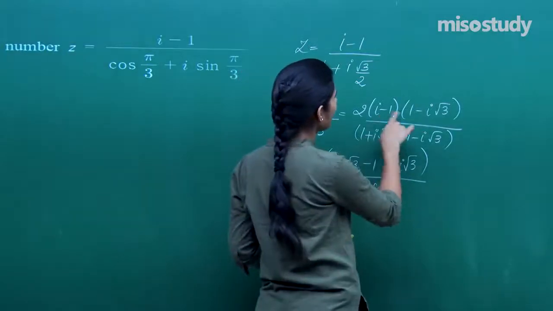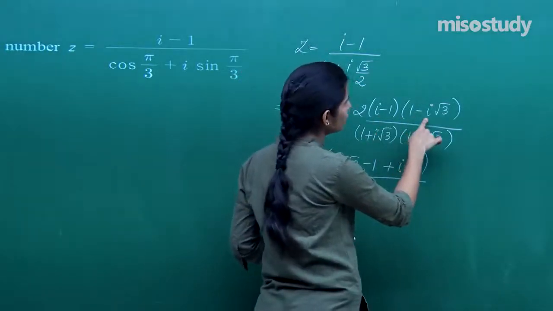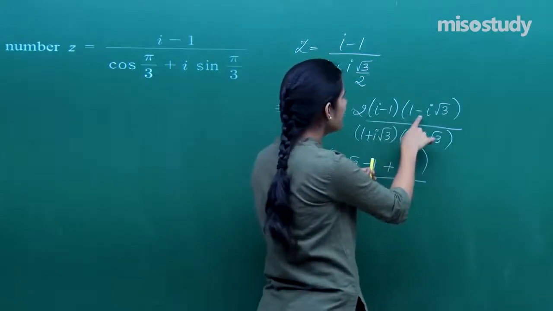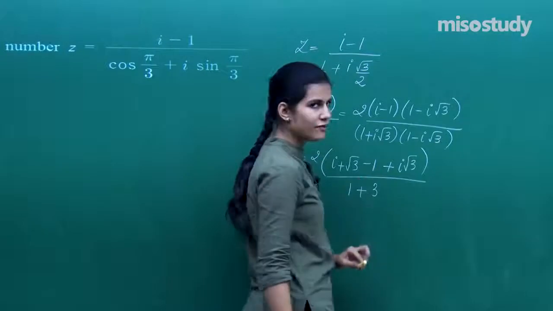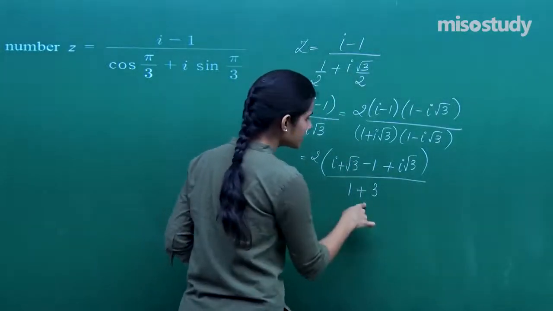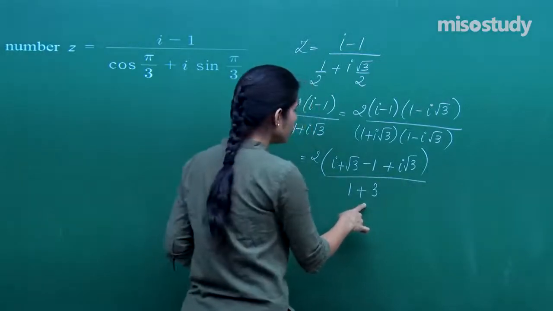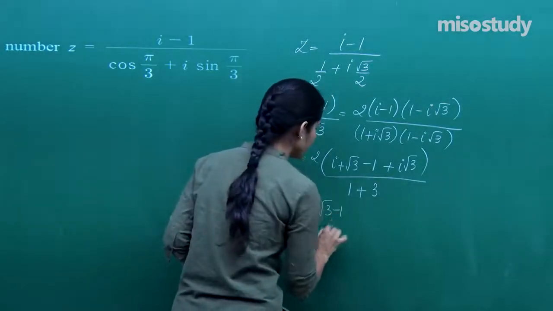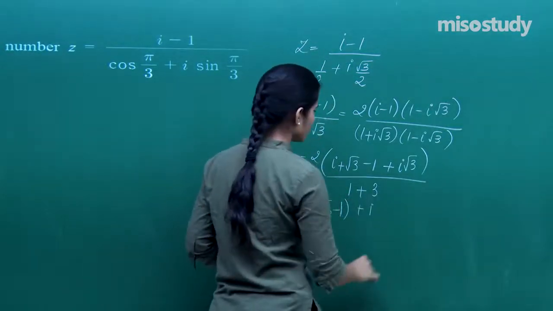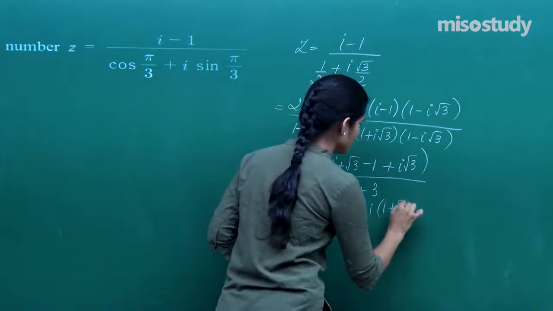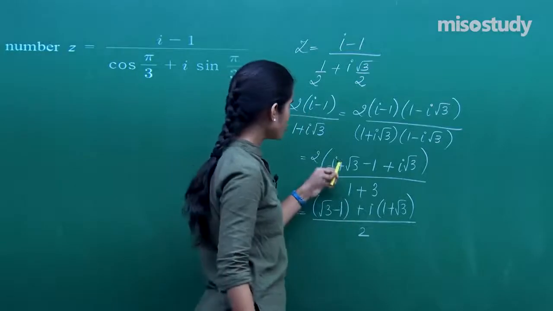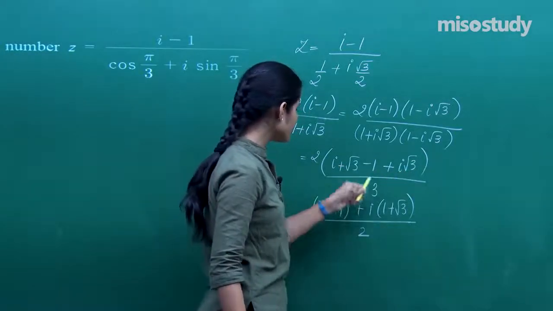Fine. Over here you have iota minus iota square root 3, that is plus root 3. Then I had minus 1 plus iota root 3, and here you have 1 plus 3. This gives you 2 and this is 4. So in the denominator you are left with 2. You have root 3 minus 1 plus iota root 3. So iota common: 1 plus root 3 whole upon 2, and this is root 3 minus 1.